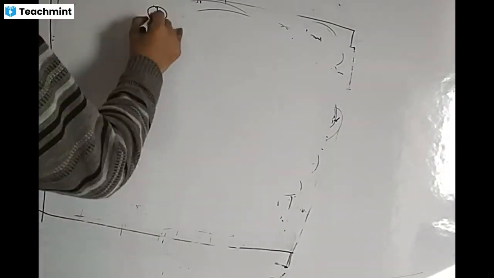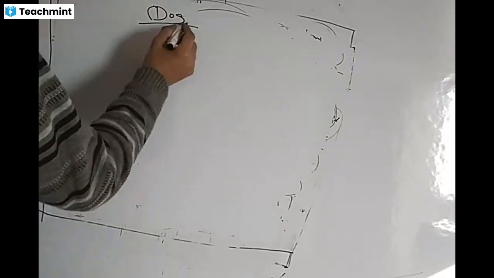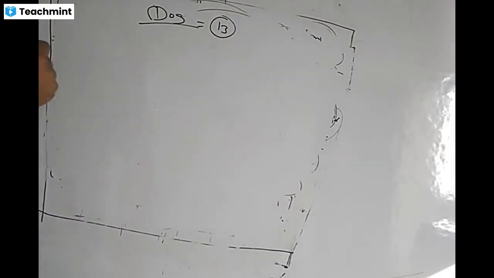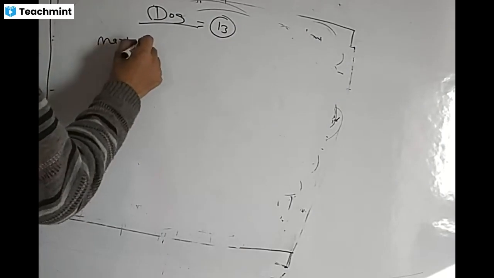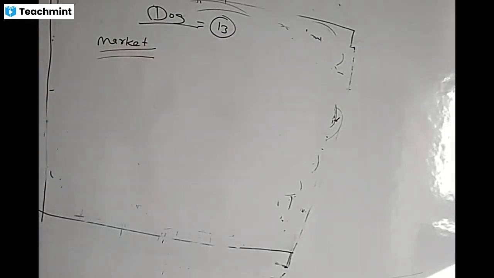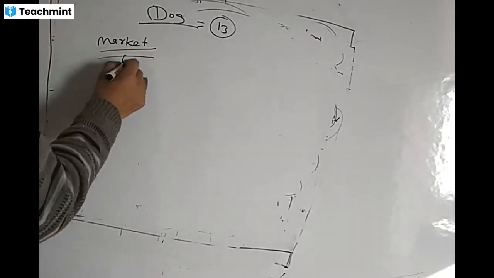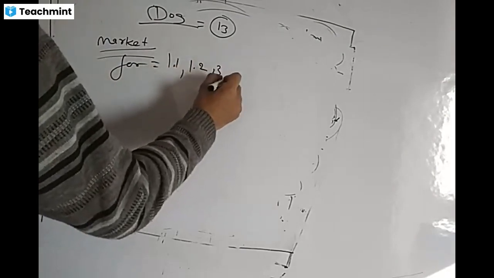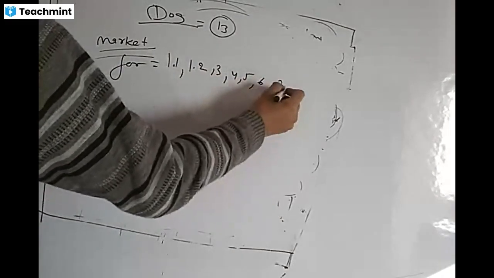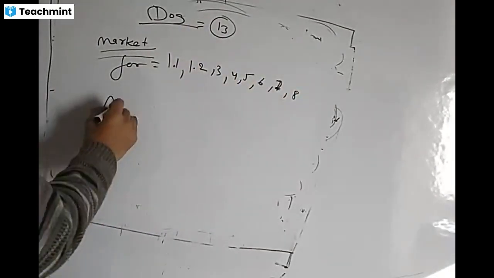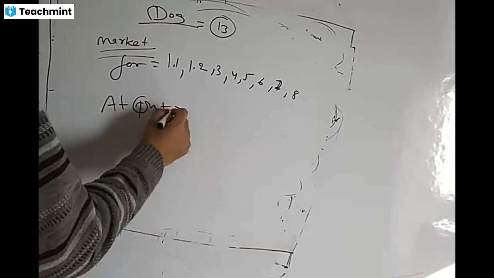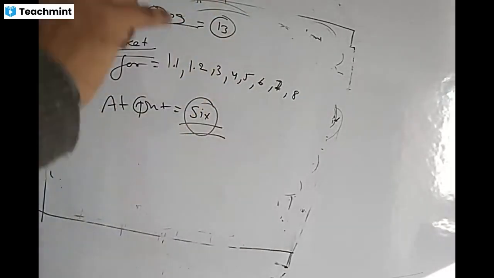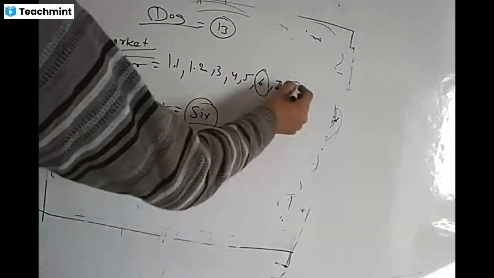If you come to the dog, in case of dog, these are 13 blood group types. In case of market, initially there were some anti-sera or reagents available. Initially, reagents were available for 1.1, 1.2, 3, 4, 5, 6, 7, 8. But at present, these anti-sera are present only for the six blood groups. It is not available for number 6 and number 8.